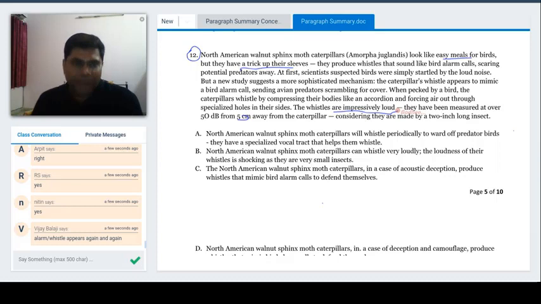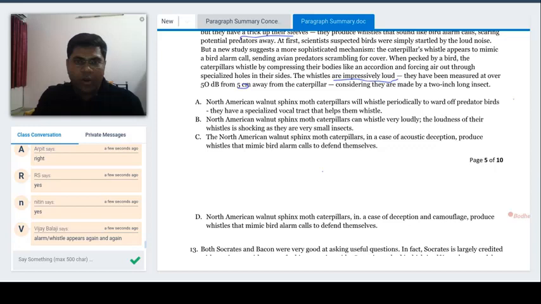So let's try to see what exactly the options are telling us. Option A says North American walnut sphinx moth caterpillars will whistle periodically to warn off predator birds. They have a specialized vocal tract that helps them whistle. So I have a few things. One thing, of course, is the sphinx, which has come. It says it whistles periodically to warn off predators, and they have a specialized vocal tract that helps them whistle. Okay, fine. Everything is good with this option.